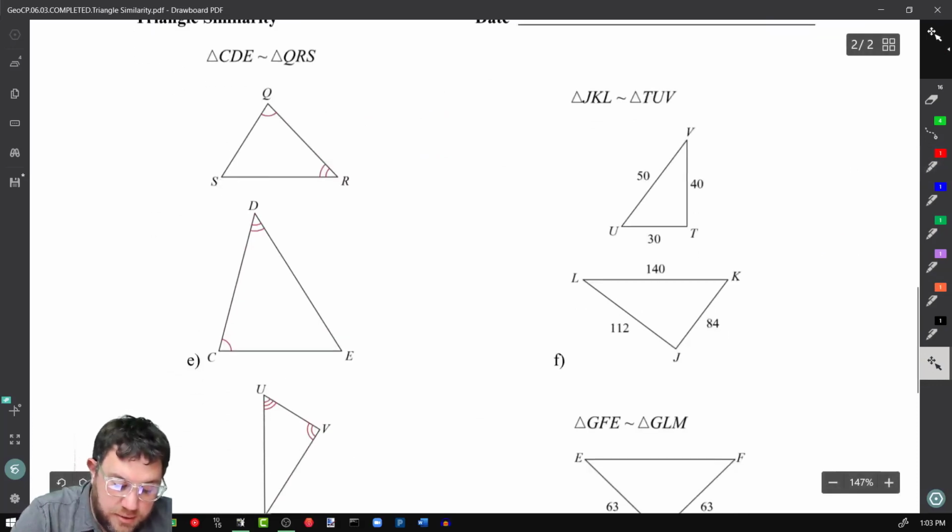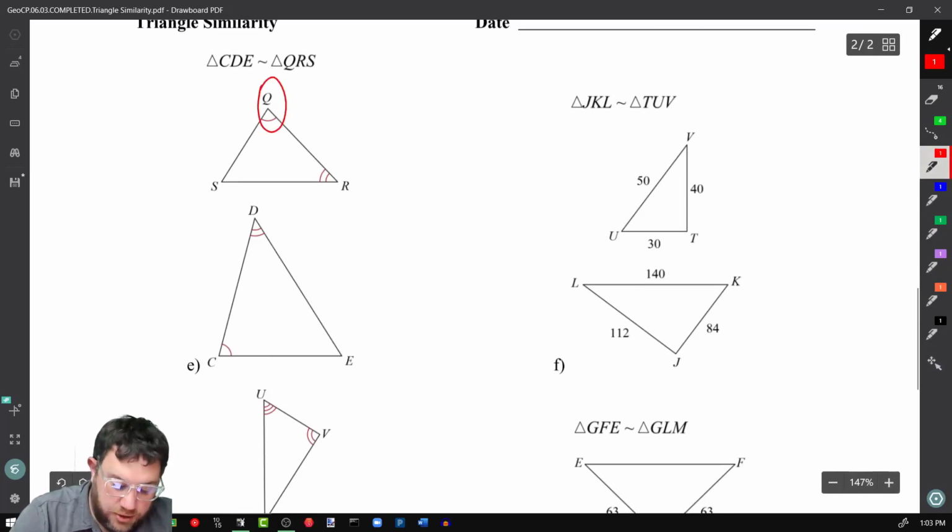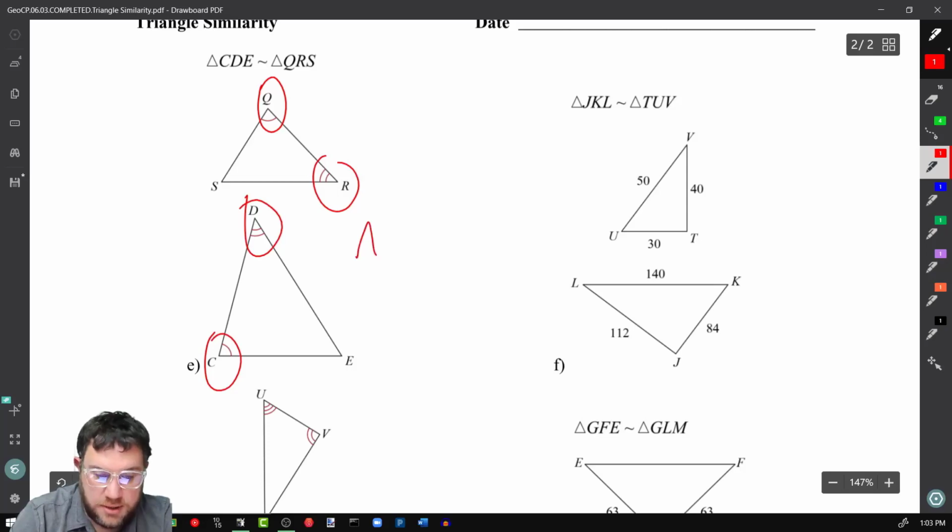For E, we've got Q and C are congruent angles. R and D are congruent angles, so that's enough to give us angle similarity.